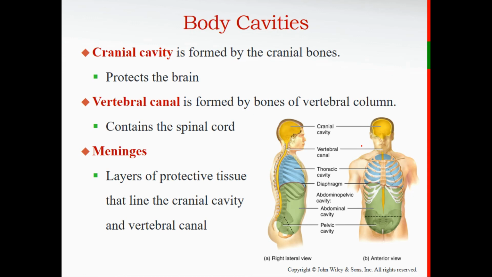The vertebral canal is the cavity where the spinal cord is housed. And the meninges are the protective layer of tissue around the brain and the spinal cord. You may have heard of an illness called meningitis. That is an infection of the meninges around your brain and spinal cord. I would qualify that as not good. Don't want to get meningitis.